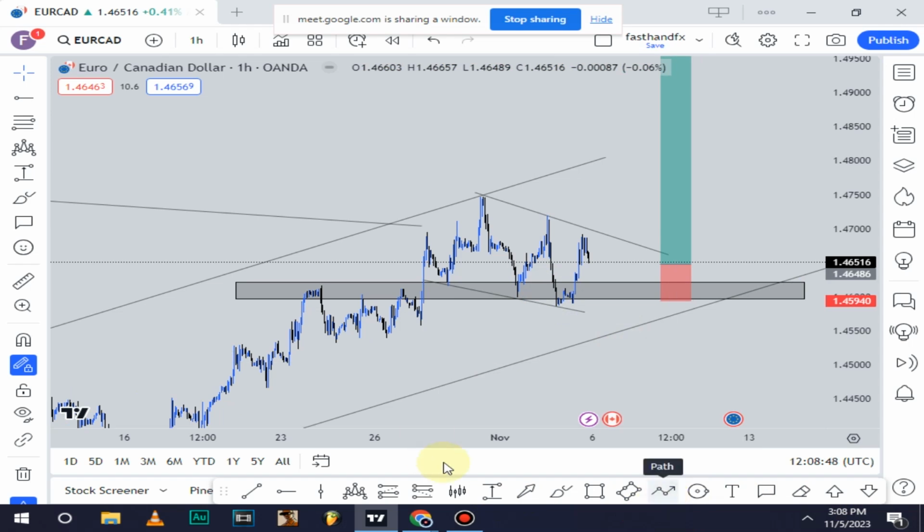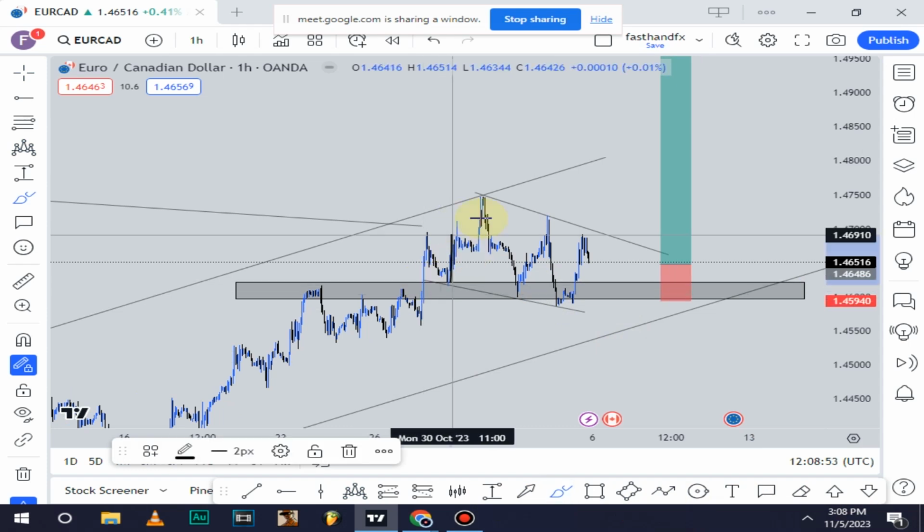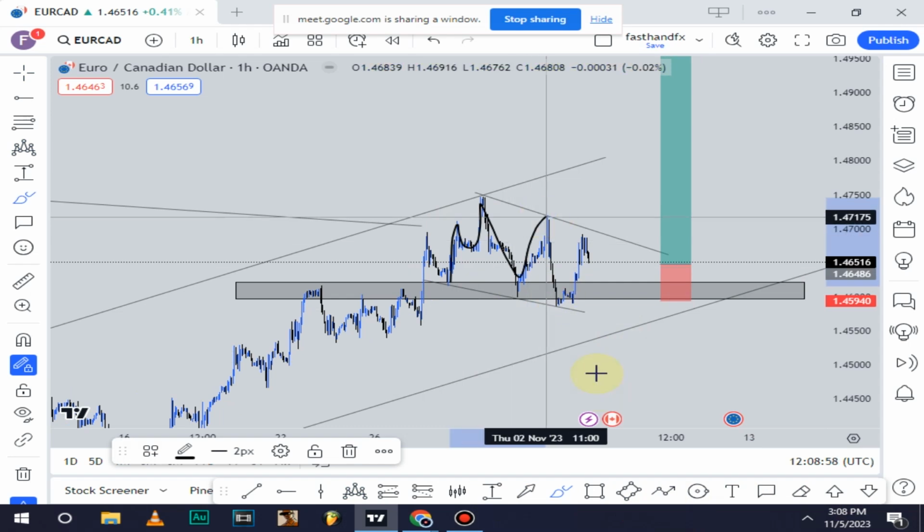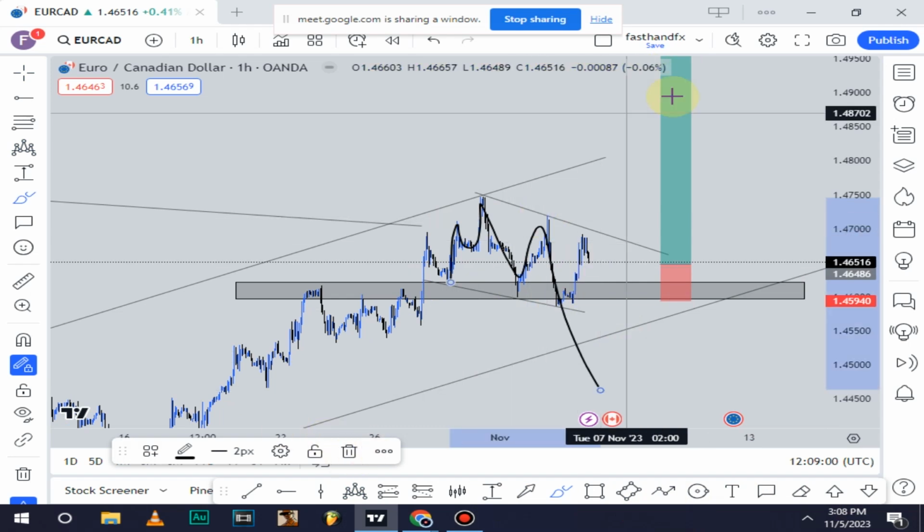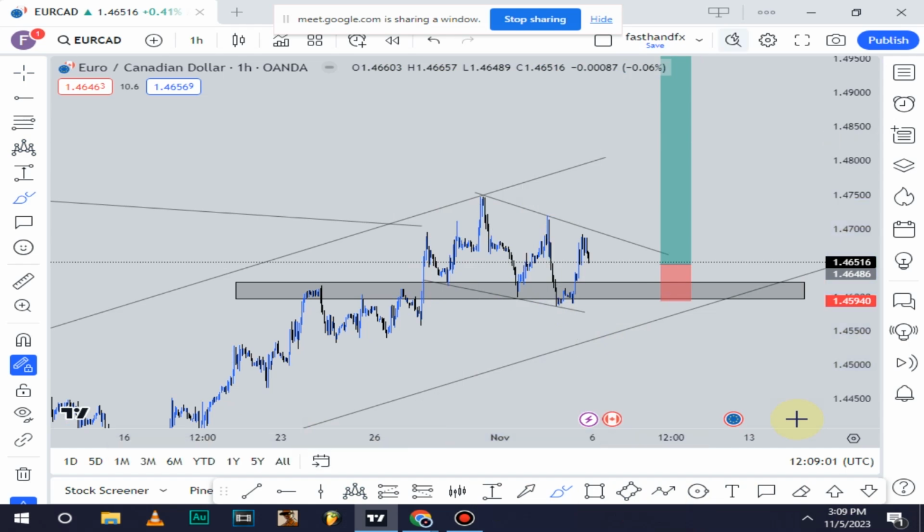But then look at this. It gave us a head and shoulder right here. Left shoulder right there, head right there, neck. So how about we sell? But guess what? The market reversed.